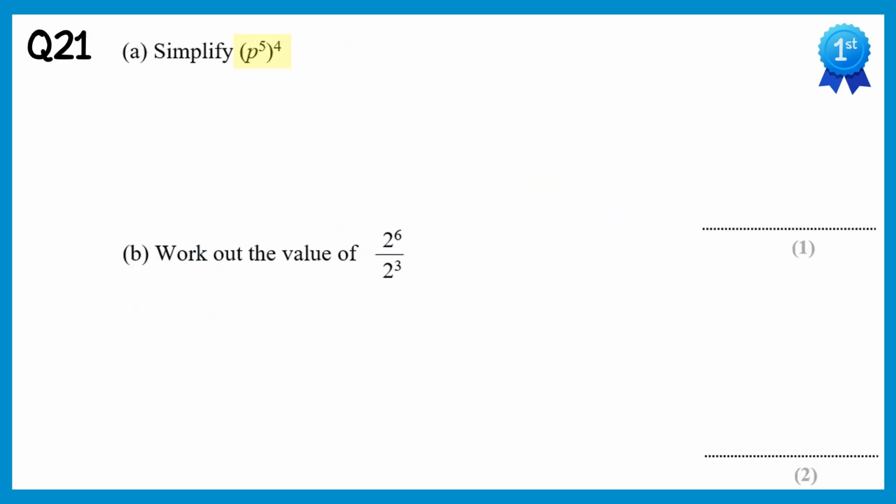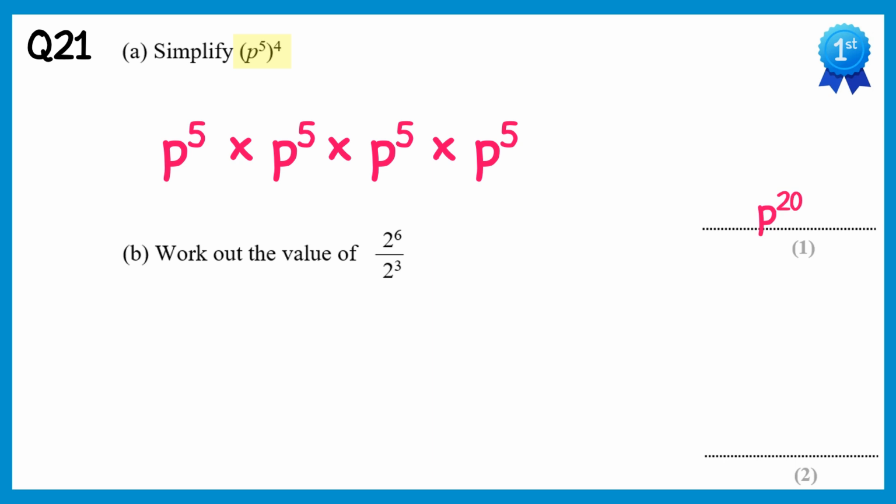When you raise a bracket to a power, you multiply whatever's inside the bracket by the number of times of the power outside the bracket. So we're going to do p to the power 5 times by itself 4 times. So once, twice, 3 times, 4 times. To do this, you can now just add up all of the indices since we're multiplying. So 5 add 5 add 5 add 5 gives you 20. So it's p to the power 20.